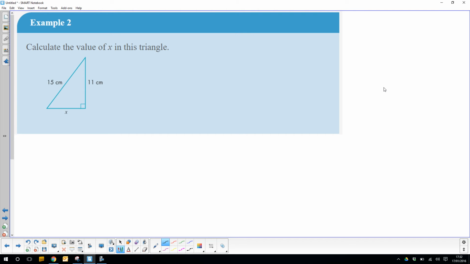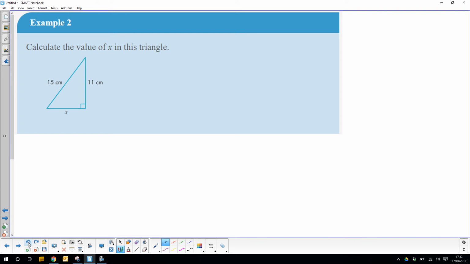Okay, the second video in this chapter is still on Pythagoras' theorem, and this time instead of calculating the hypotenuse, we have to calculate one of the shorter sides. As we can see here, we're trying to find x, which is certainly not the hypotenuse. The hypotenuse is always found opposite the right angle, so this can't be, as this is touching the right angle or adjacent to the right angle. So calculate the value of x in this triangle.